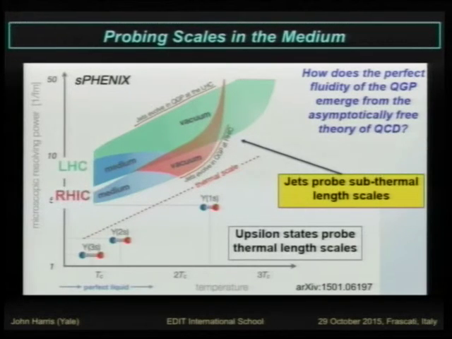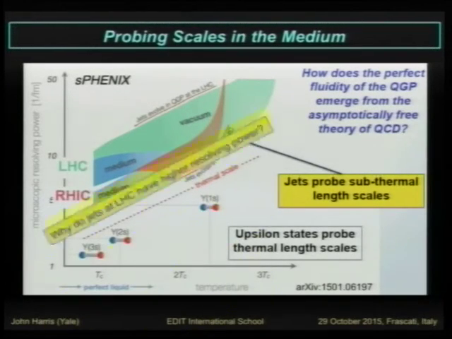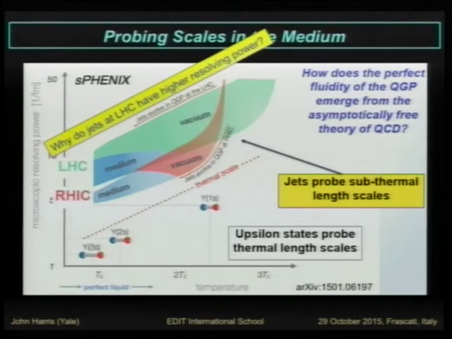And before I really tell you about this slide, let me ask you the question, then we go back so you understand it better. So why do jets at LHC actually have a higher resolving power? Why on this axis in 1 over Fermi is this higher at LHC than at RHIC? Why do you probe, so I'll ask it differently, why do you probe smaller distances, separations?